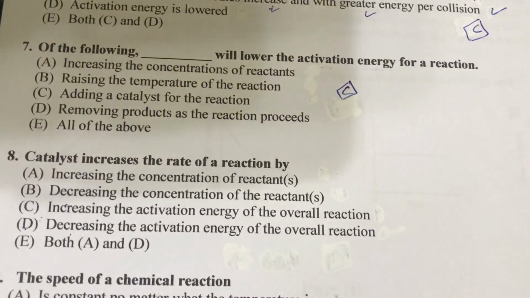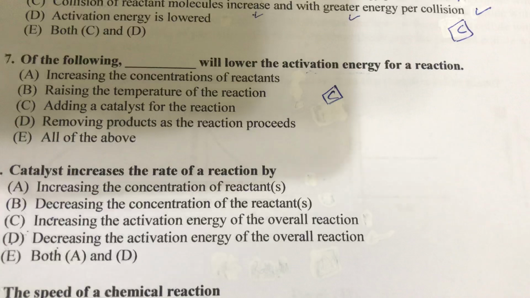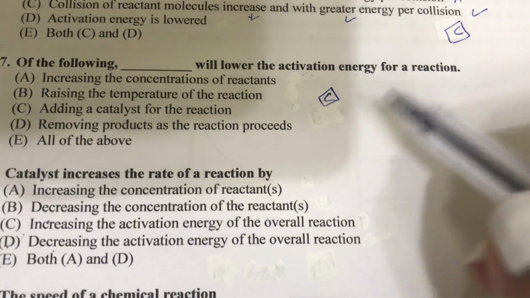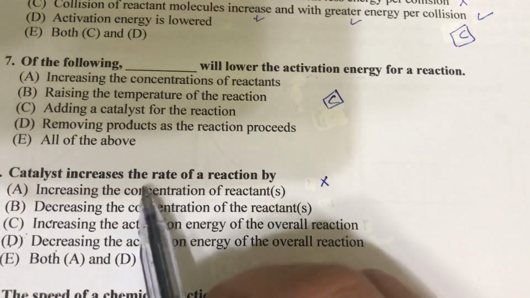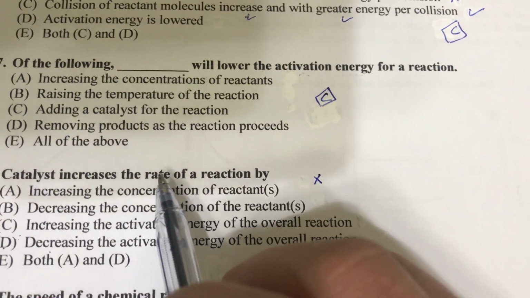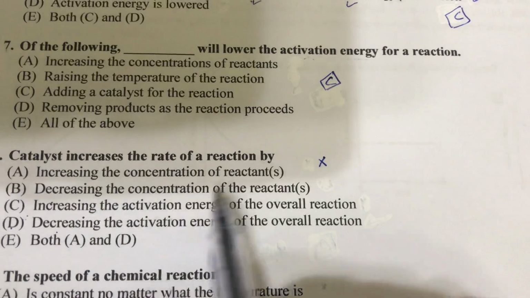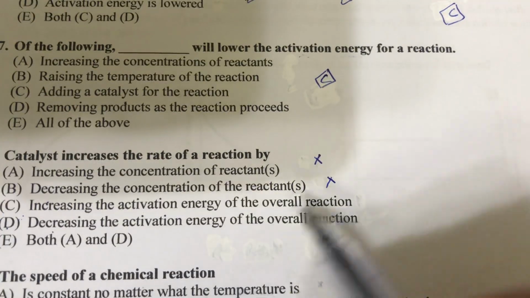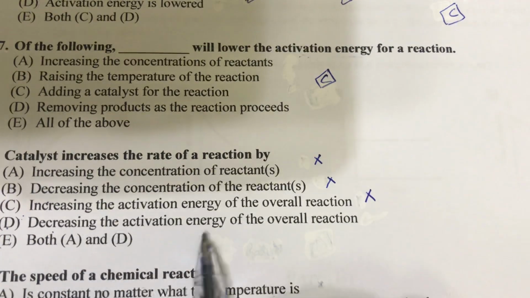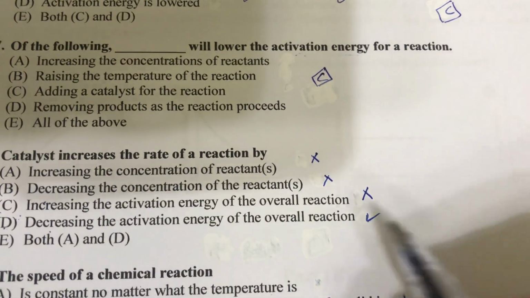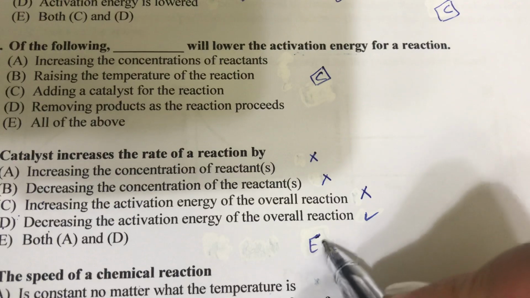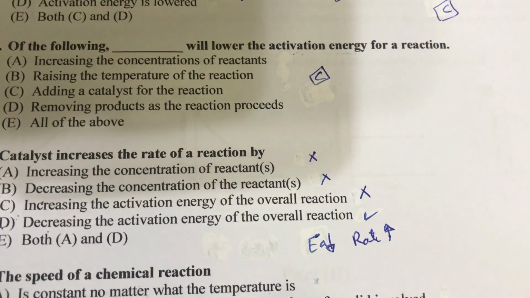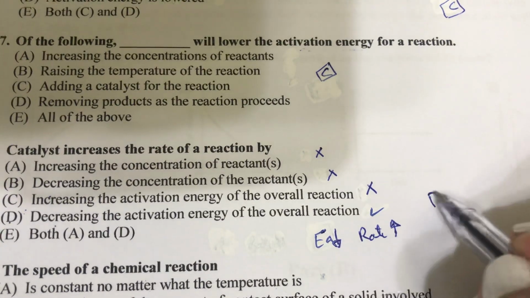Now question 8. A catalyst increases the rate of reaction by increasing the concentration of reactants? No. It just increases the rate of reaction by lowering the activation energy. Decreasing the concentration of reactants? No. Increasing the activation energy? No. Decreasing the activation energy? Yes. Why? Because as activation energy decreases, the rate of reaction increases. So the correct answer is D.